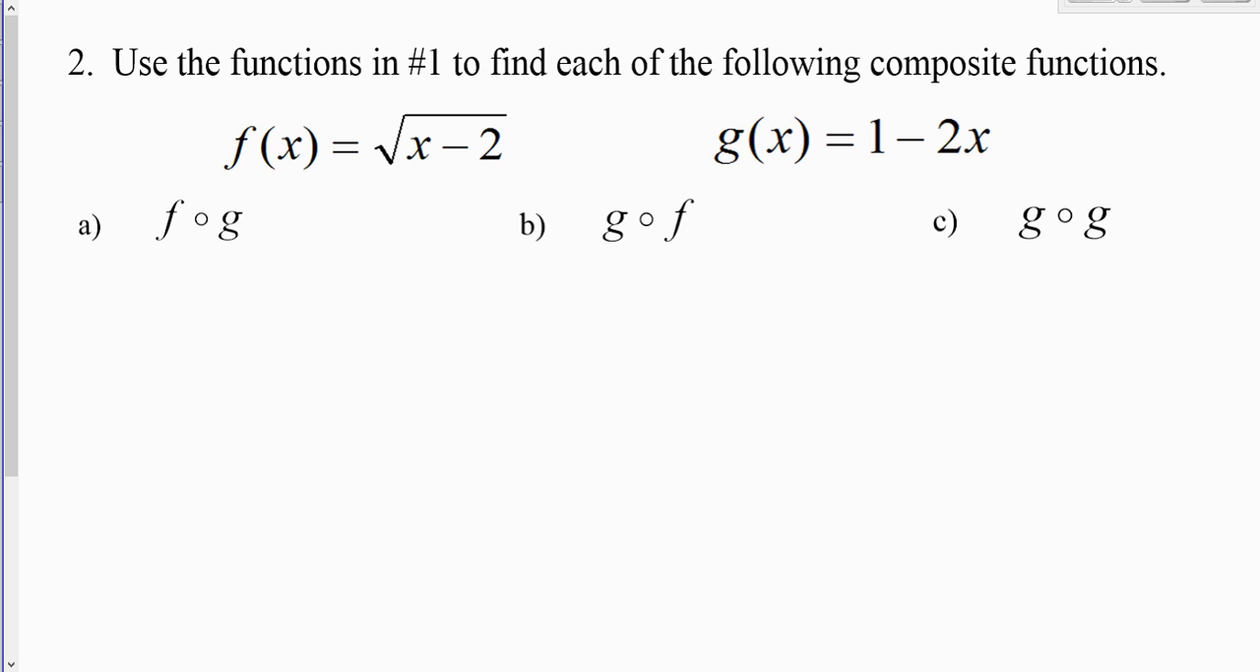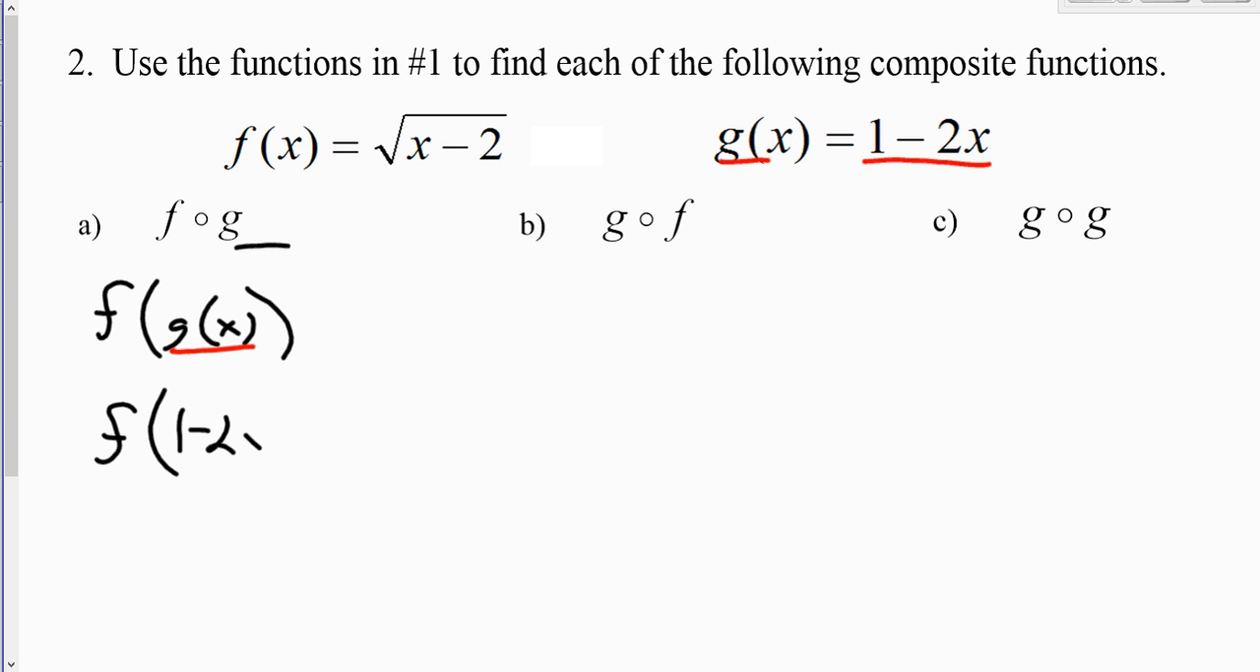All right, let's look at another example. So now we want to use the same functions, and we just want to write these in terms of x. Notice we don't have any values here, so our solution is going to be an equation. It's going to be an expression. So I usually like to write it like this. I get f of g of x, and I work from the inside out. Well, what's g of x? Well, g of x is here, but I'm going to substitute in the right side. So then I get f of 1 minus 2x.